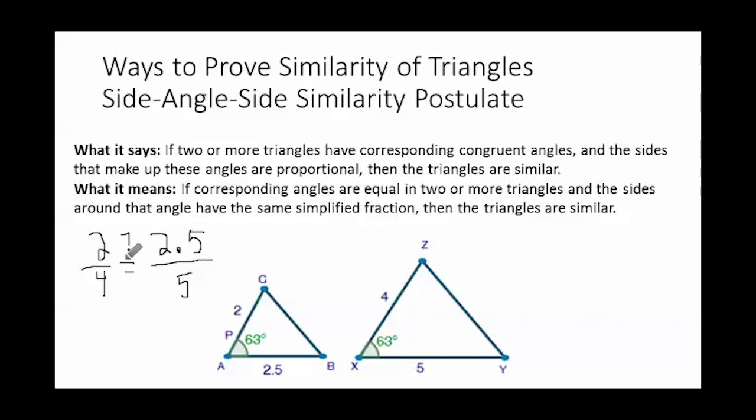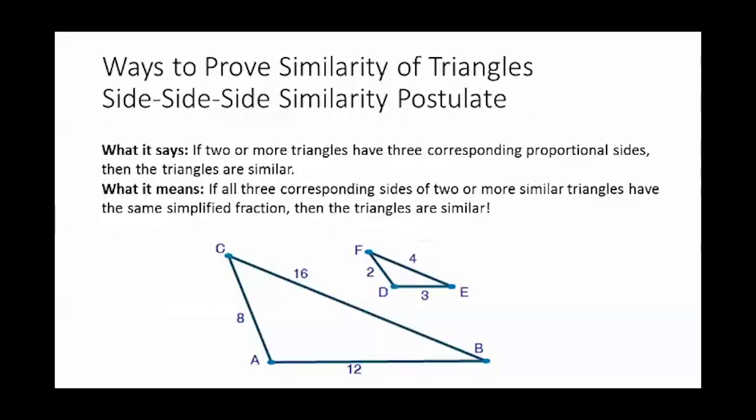2 and 4 are both divisible by 2, so 2 divided by 2 gives me 1, and 4 divided by 2 gives me 2. If I'm not sure, I could plug the 2.5 and the 5 into the calculator and see what decimal that simplifies to, but I also know 2.5 goes into itself 1 time and goes into 5 2 times. These are the same proportions, so I have a side with a corresponding angle in between that is proportional to the other attached side. So by side-angle-side, I can prove that these two triangles are similar.